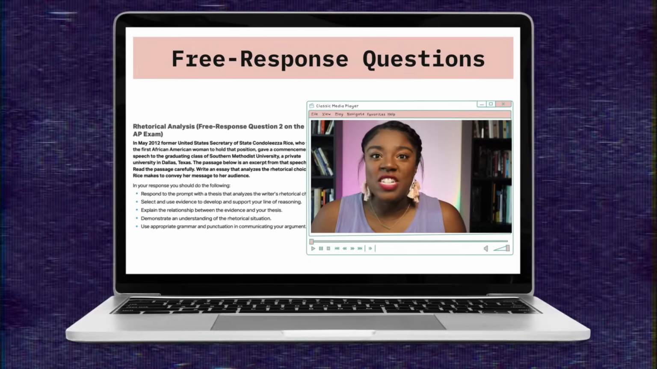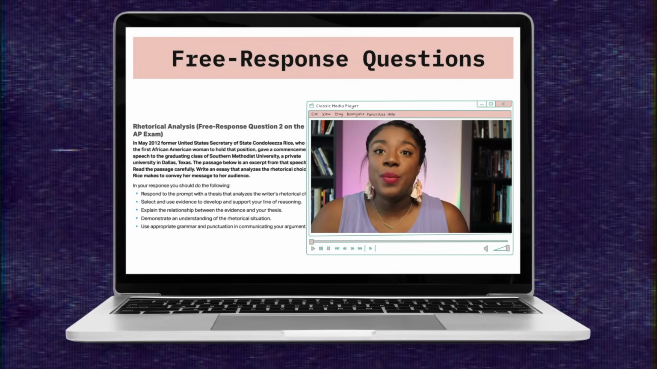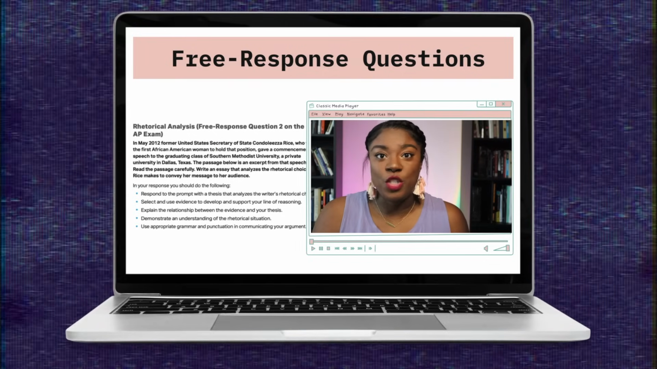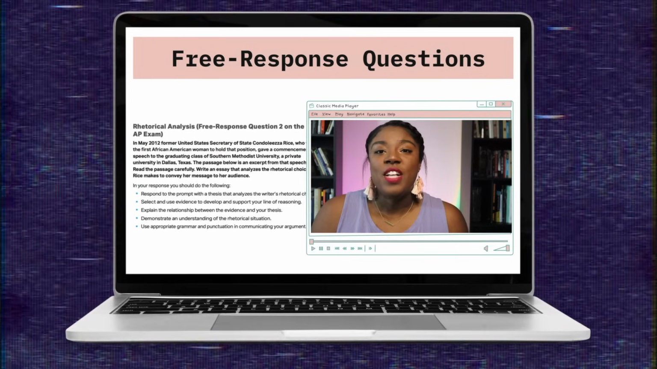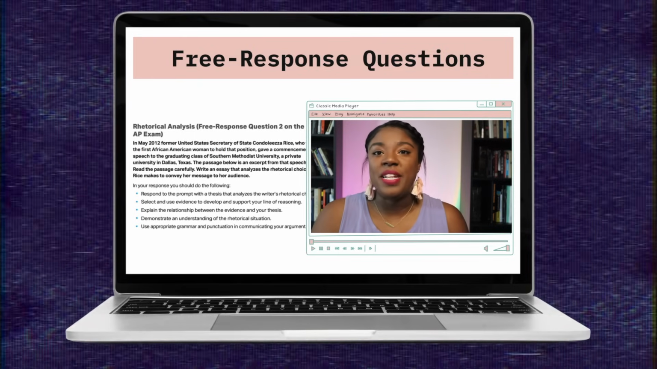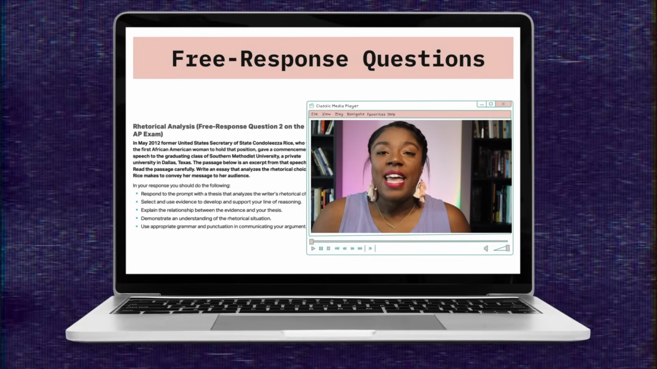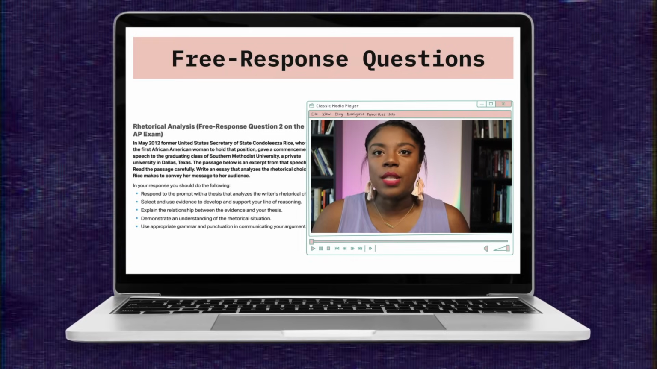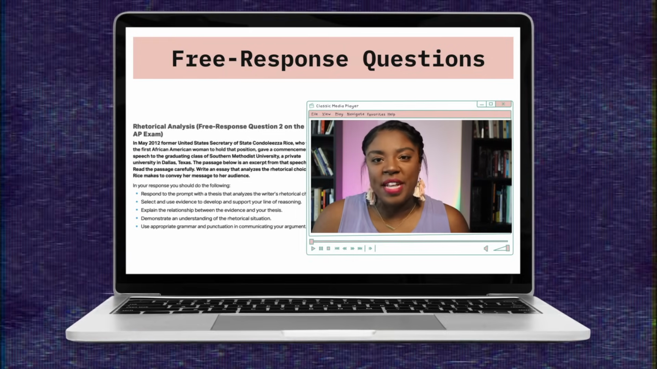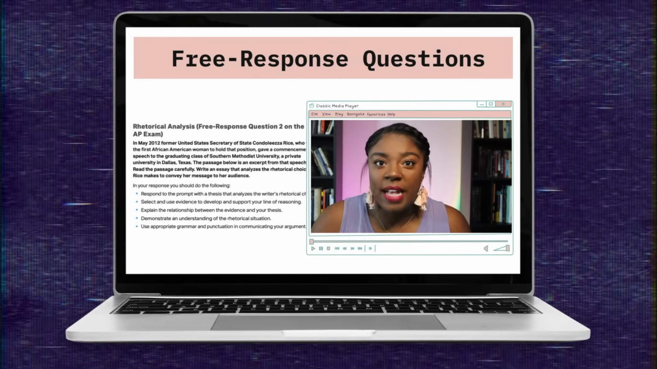The second question that you're going to see is a rhetorical analysis question, and this question is very similar to the reading comprehension questions from the multiple choice part of the exam. So in this section you are reading a passage from an author, and at the very top they'll give you a little blurb or a bit of information about the context of this passage. Pay attention to this. This is going to help you so much when you're explaining the effectiveness of the choices the author uses in the passage.